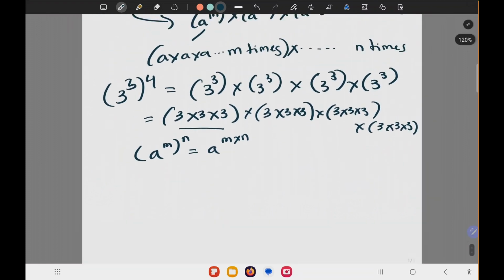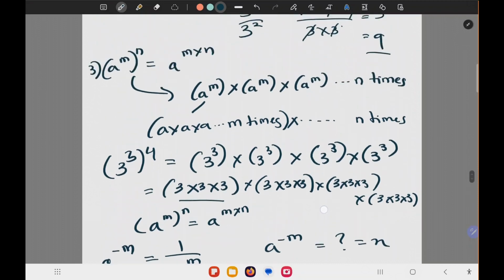The next one is a to the power minus m. This is equal to 1 by a to the power m. And how do we understand this? Let's say a to the power minus m is equal to something, equal to what? Let's say this is equal to x. We don't know what x is.